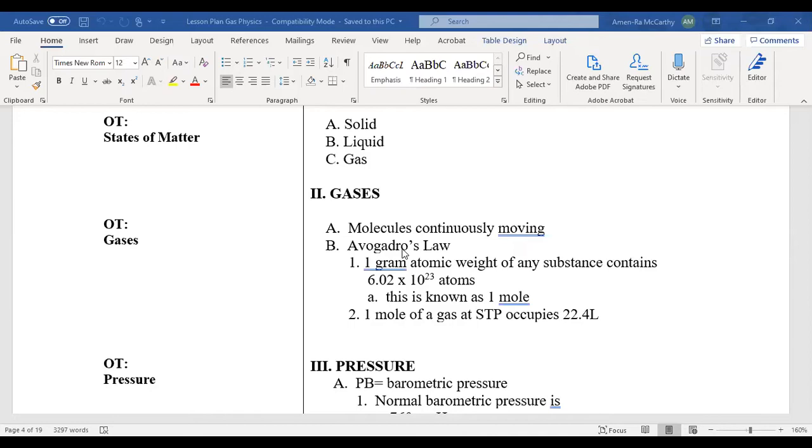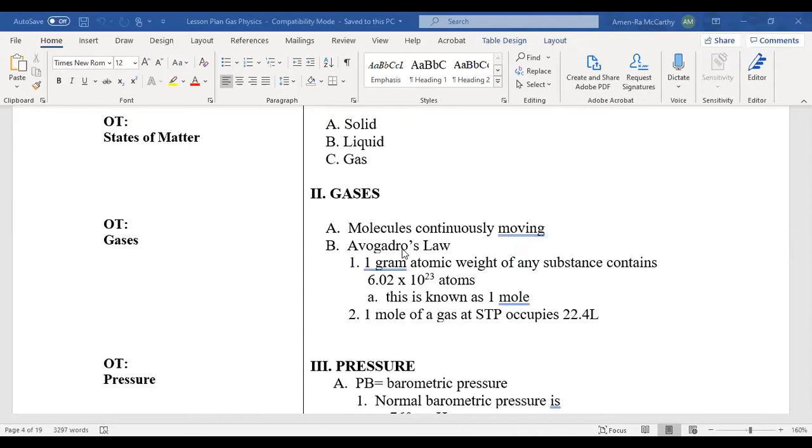Would it be the standard something pressure? Yeah, standard temperature pressure. They're trying to let you know that because pressure and temperature change, those things have to be accounted for.